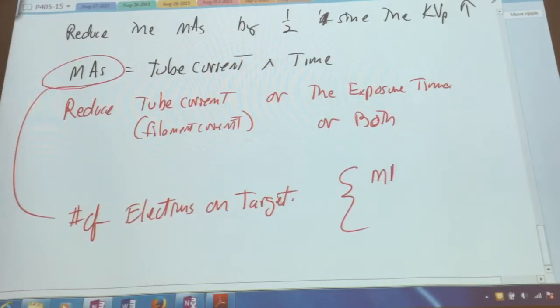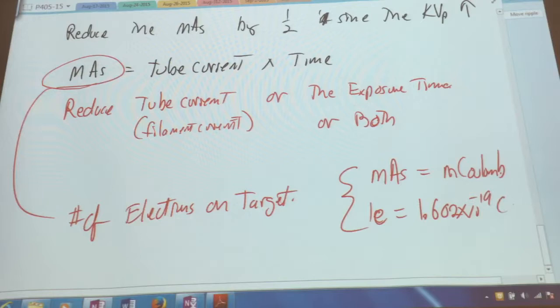So you're remembering that MAS is equal to a millicoulomb. And 1 electron is equal to 1.602 times 10 to the minus 19 coulombs. So when you talk about some number of coulombs, you're really talking about some number of electrons.